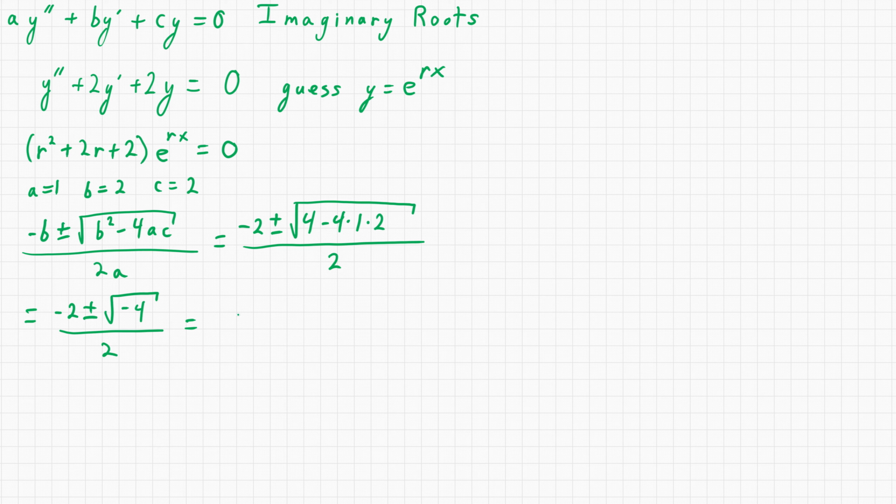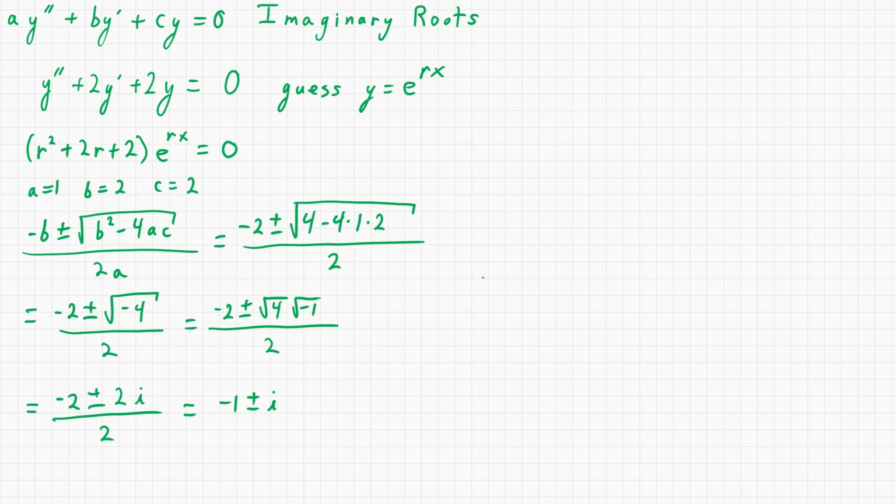Well, I can factor a 4 out of the square root, so we have negative 2 plus or minus square root of 4 times the square root of negative 1, over 2. Negative 2 plus or minus square root of 4 is 2. We're going to call the square root of negative 1 i, the imaginary number, and that's all over 2. If you simplify that, you get negative 1 plus or minus i.